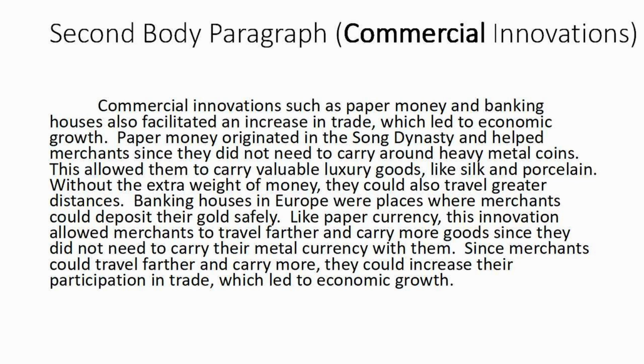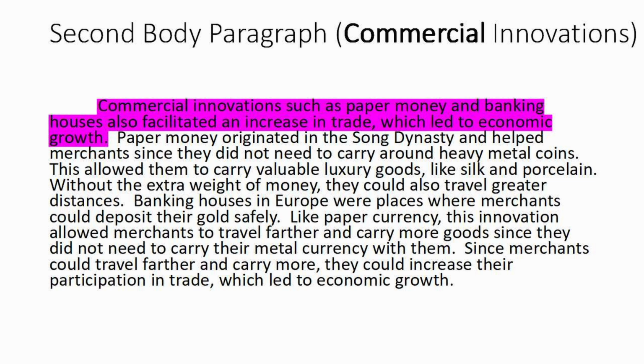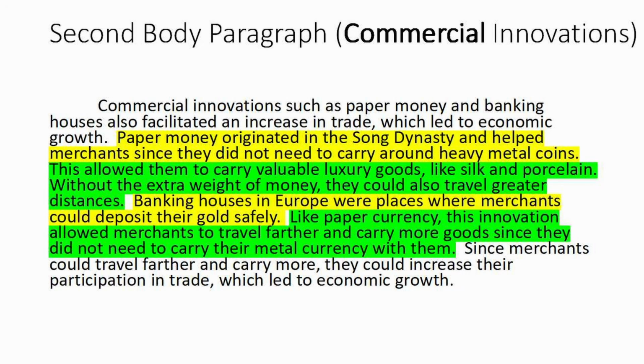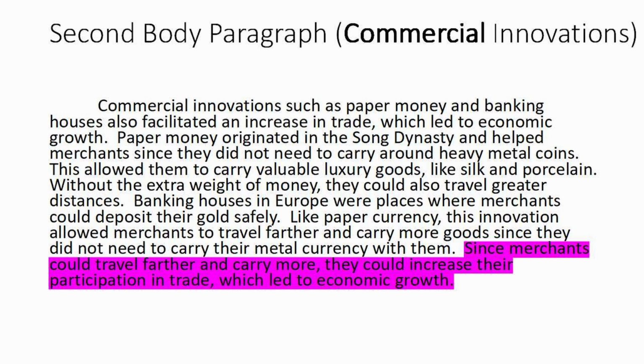This next paragraph is about commercial innovations. It's going to follow the exact same structure as the one before it. Clear topic sentence here that stays on track with our argument. We've got 2 specific examples of evidence here, and each of those is followed by explanation of how that helps merchants. And this last sentence reminds the grader that more trade means more economic growth.